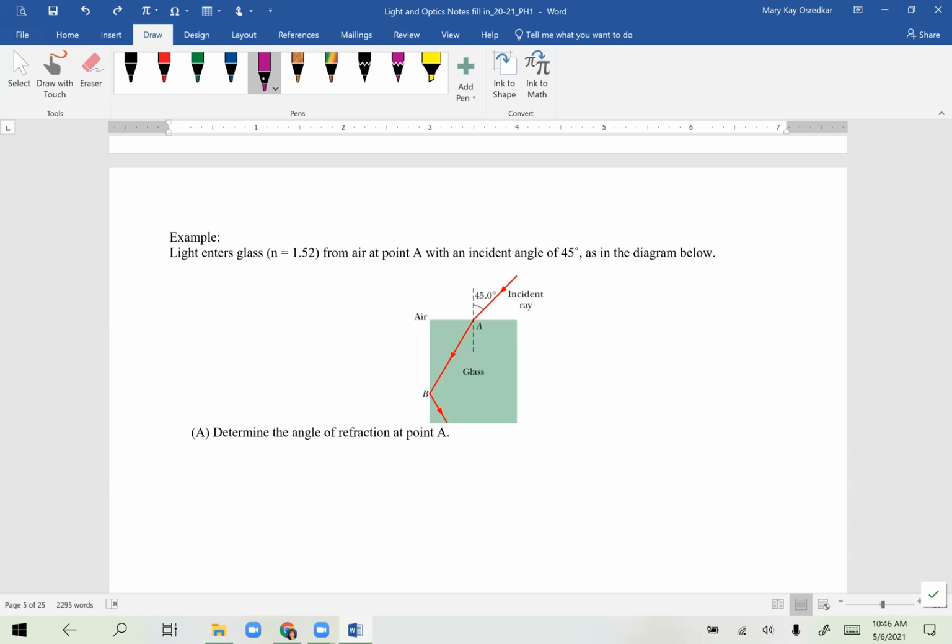All right, so light enters glass where n is 1.52 from air at point A with an incident angle of 45 degrees as shown in the diagram below. One of the things you will find on the second page of our equation sheet is a series of values for n. I'm going to give you those now so you don't have to look them up.